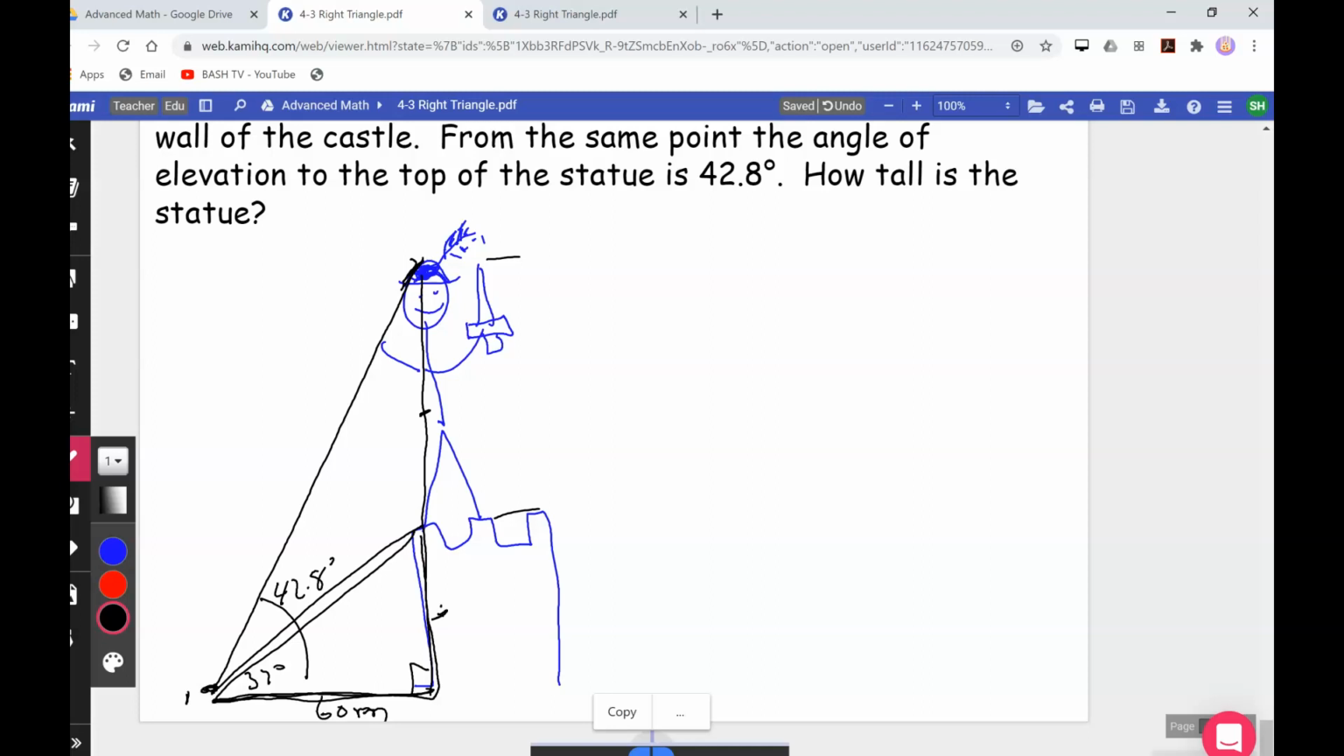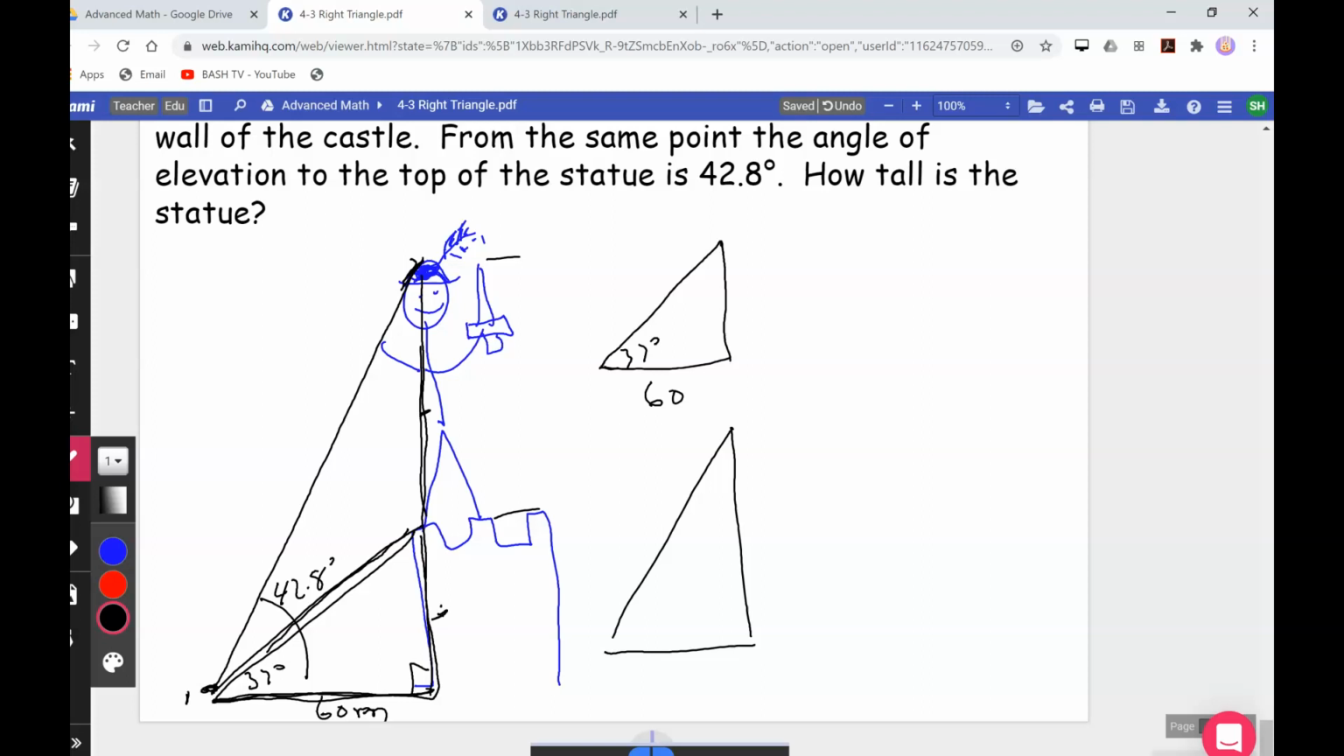So one of the mistakes people make is they look at this triangle that's kind of found in here, but that's not a right triangle, so I can't use that. So I like to separate them. So what we have is two triangles. You've got a 60 and a 37, and then you have another triangle that's 42.8 and 60. All right, we can solve for both of those.